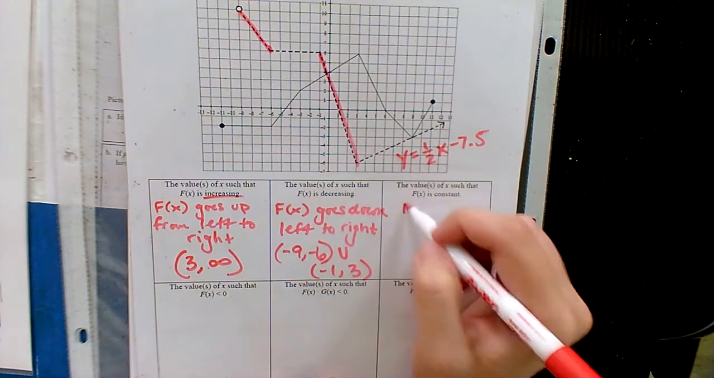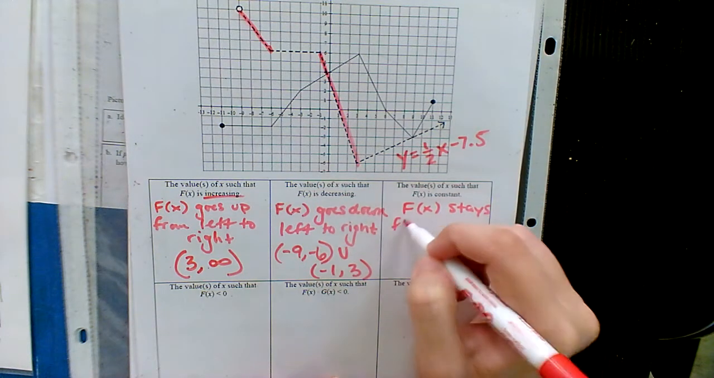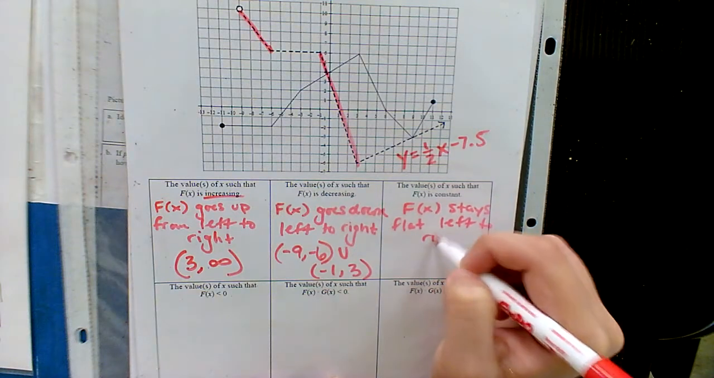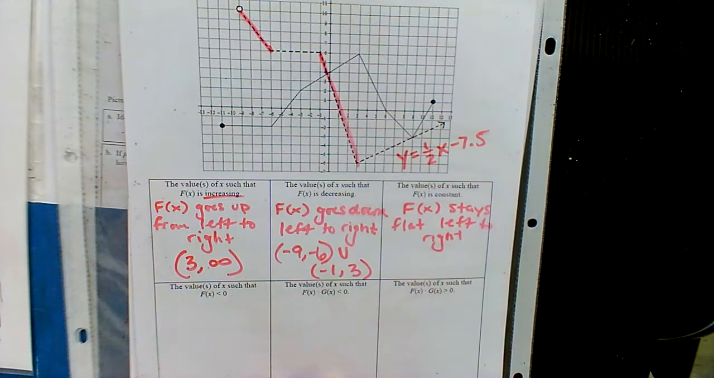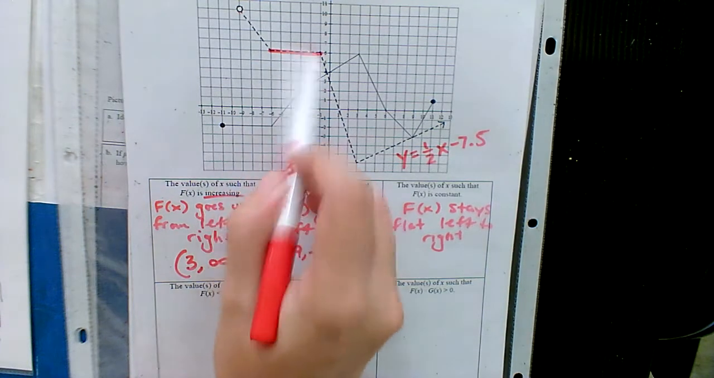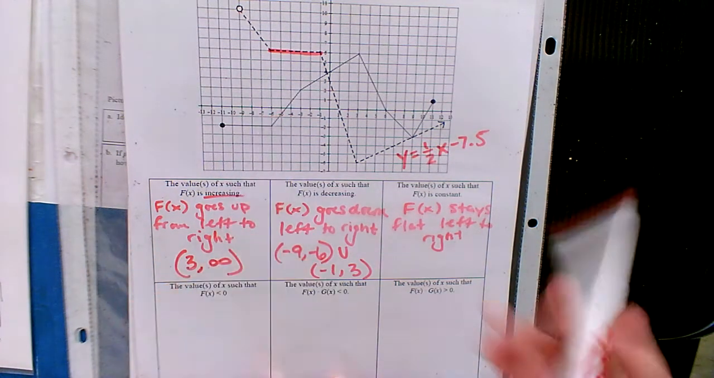All right, so then constant. We stay flat. And that interval is from negative 6 to negative 1.